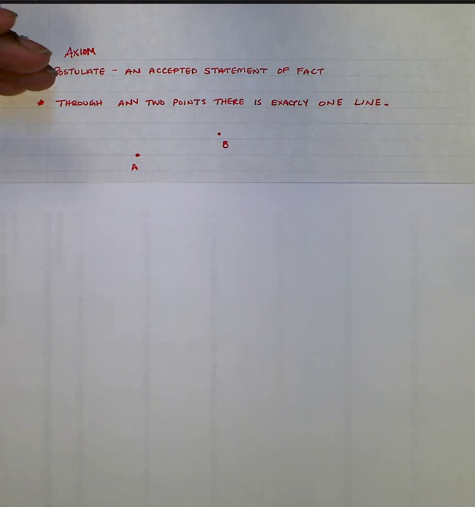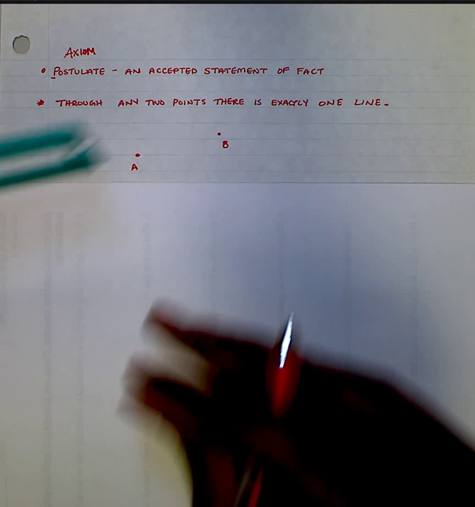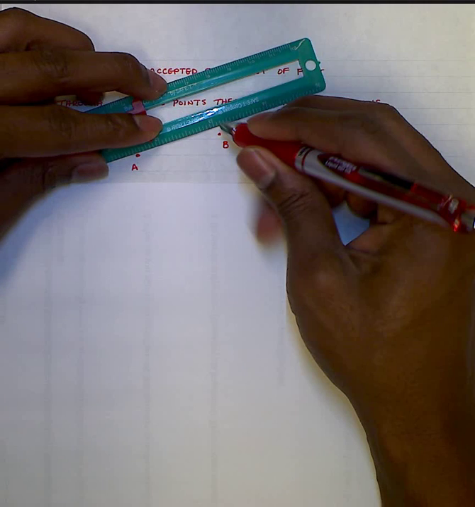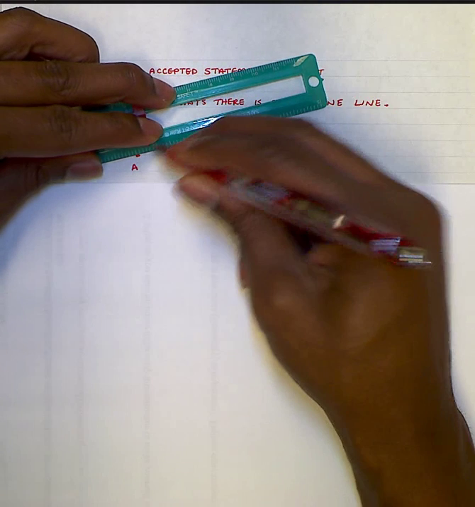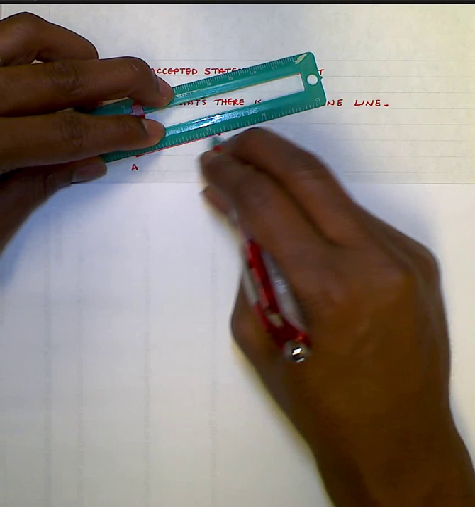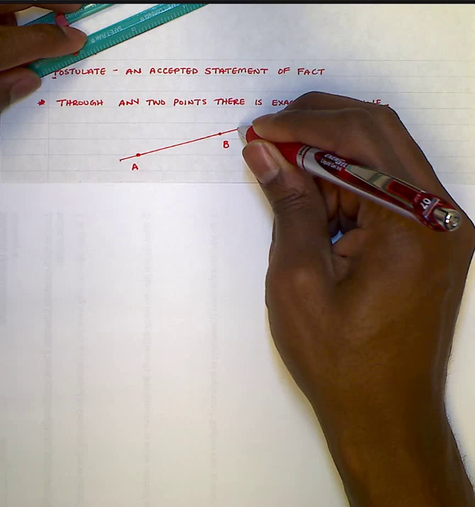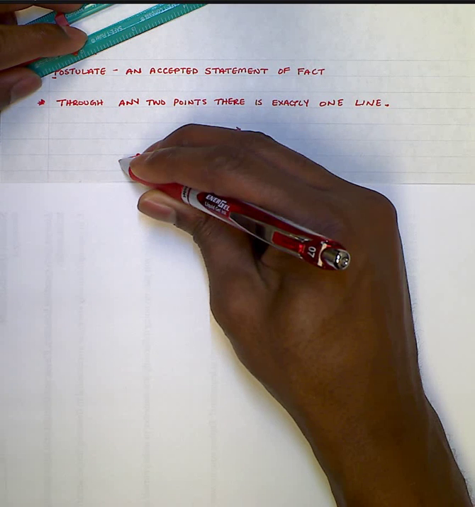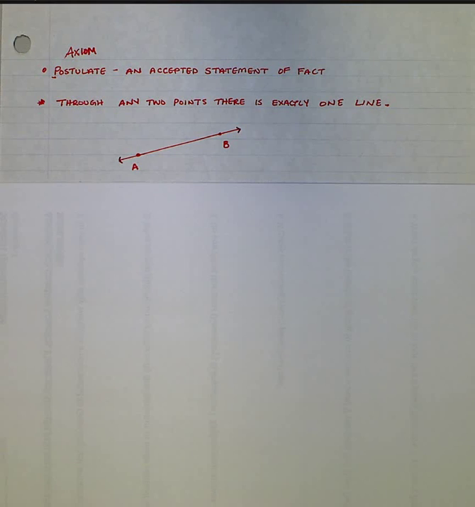Okay, but it makes sense that if I have 2 points, like I have on this sheet here, that I would be able to connect them with just one line. If I draw a line from A to B, a straight line there, there's no other line that goes through A and B. Even if I went and did the ruler over there again, I'd just overlap that line. Okay, there's one line that goes through any 2 points.